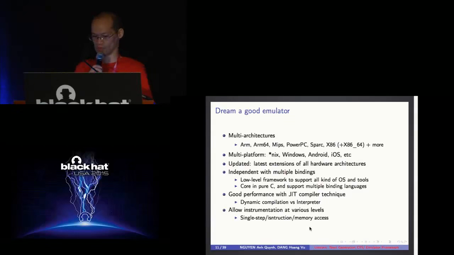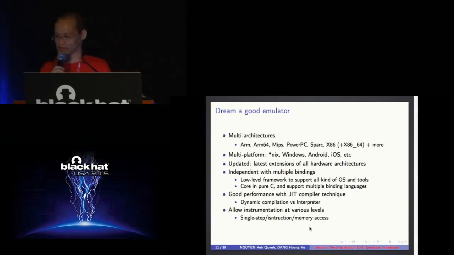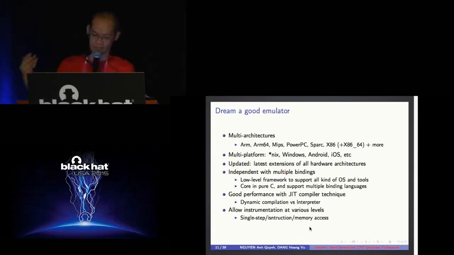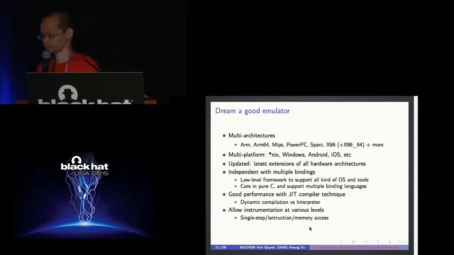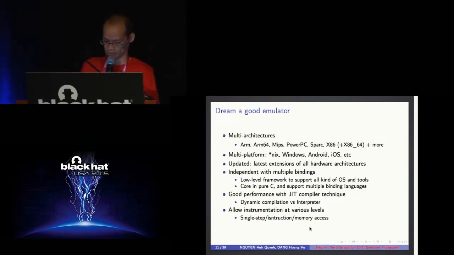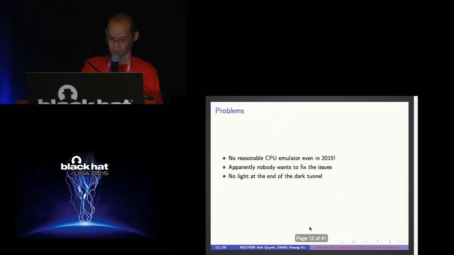So it's best to have a good emulator written in pure C. On top of that, it supports multiple binding languages like Python, Ruby, and so on. The good one should have good performance using JIT. And finally, a good emulator should allow you to instrument at every level. Like you can do single step, you can instrument at an instruction, and you can intercept memory access, and so on. So all types of instrumentation you should be able to do.